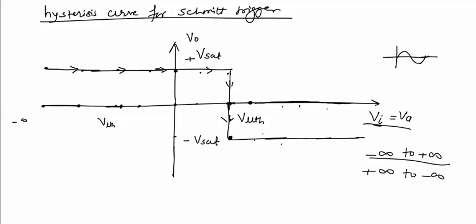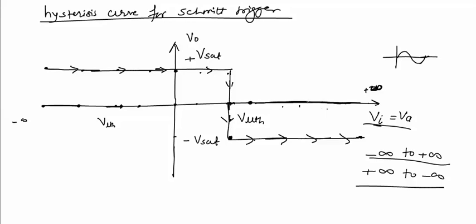This is the half part of a hysteresis curve. Now the next half will be drawn by varying VA from plus infinity to minus infinity. If we select VA equal to plus infinity, this will be greater than VLTH and VUTH both. So whatever may be the value of VB, that is VLTH or VUTH, VA, that is infinity, is greater than both the values, so output in this case will be minus VSAT, because VA is greater than VB.